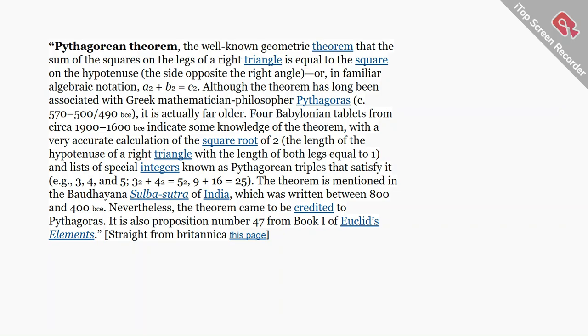Babylonian tablets from circa 1900 to 1600 BCE indicate some knowledge of the theorem, with a very accurate calculation of the square root of 2, the length of the hypotenuse of a right triangle with both legs equal to 1, and list special integers known as Pythagorean triples that satisfy it, e.g. 3, 4, and 5. 3 squared plus 4 squared equals 5 squared. 9 plus 16 equals 25, an example I showed you earlier.